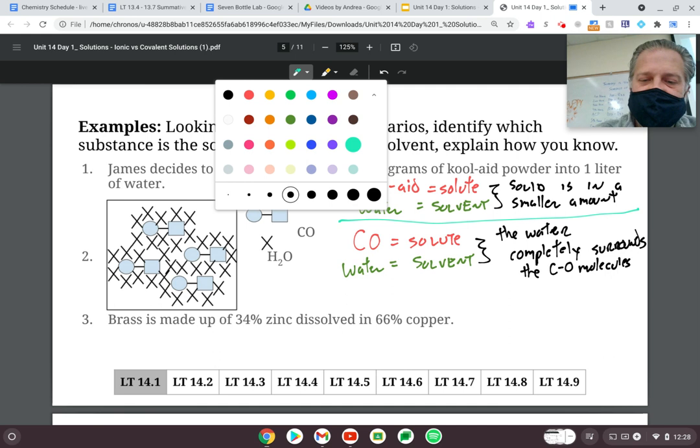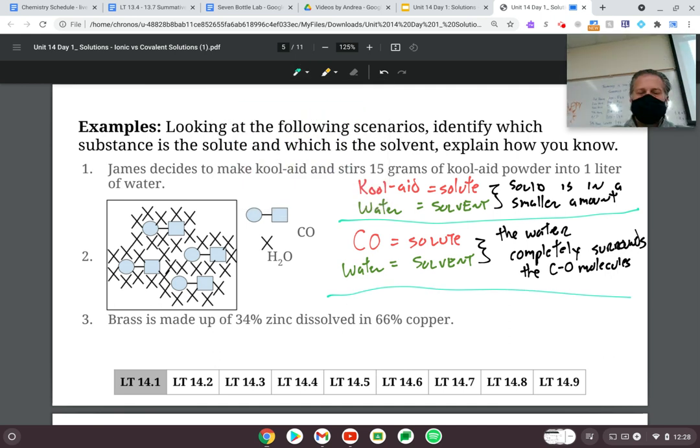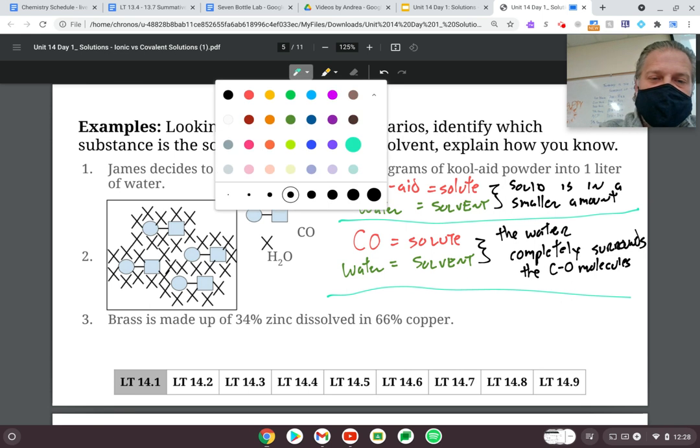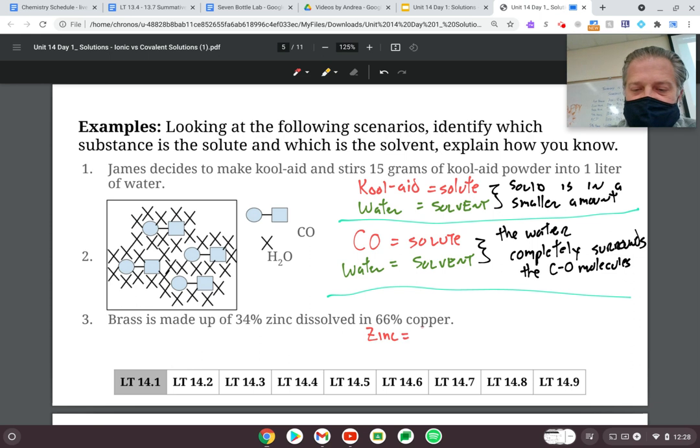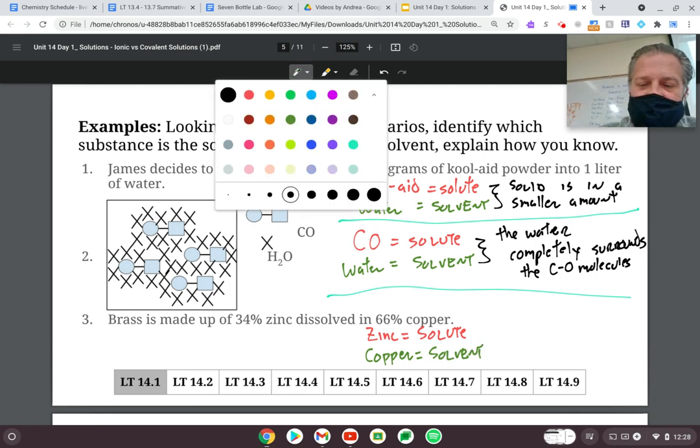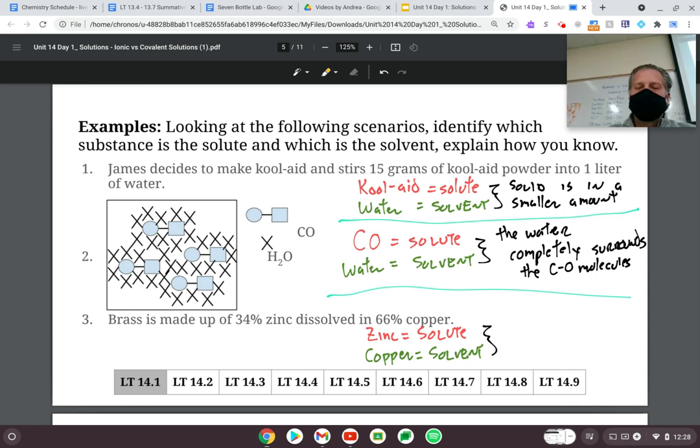And then we have yet one more example here where we have brass, which is made up of 34% zinc being dissolved in 66% copper. So in this case, I would guess or reason that my zinc is my solute, and my copper is my solvent. And it might be really easy to say that because the problem says it's being dissolved in. But another way to look at it would be the zinc is the smaller amount.